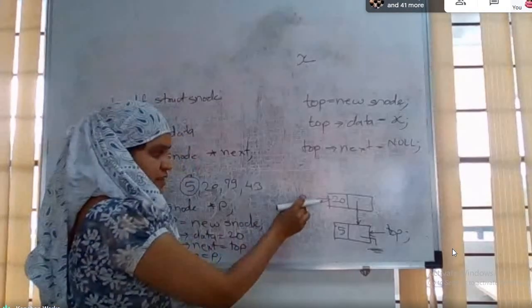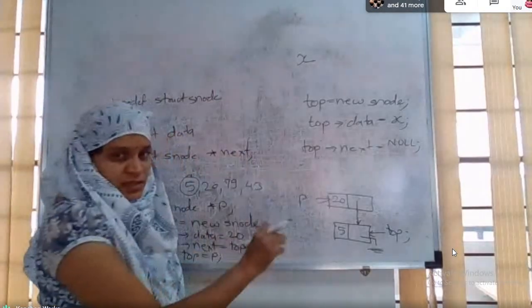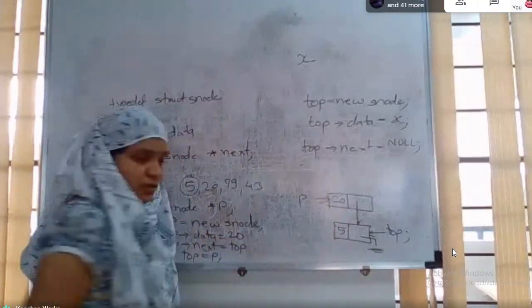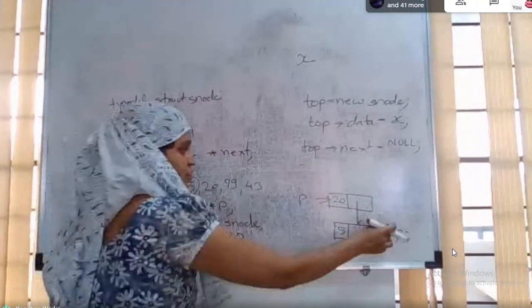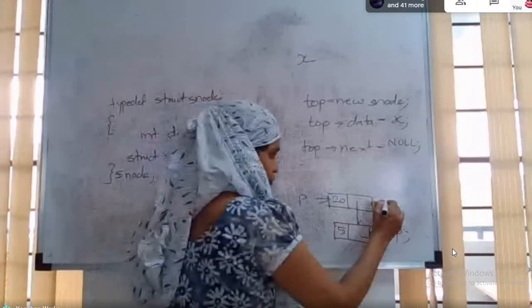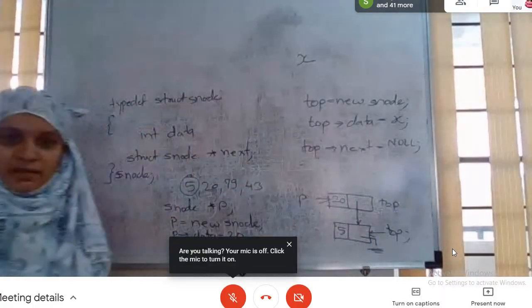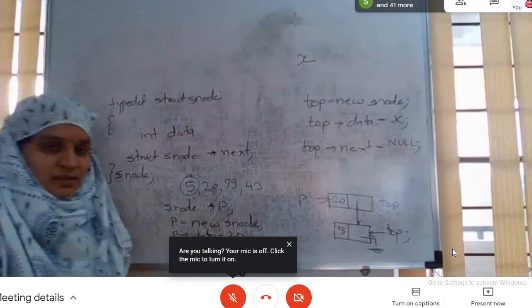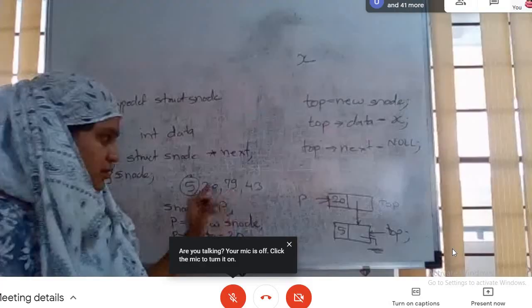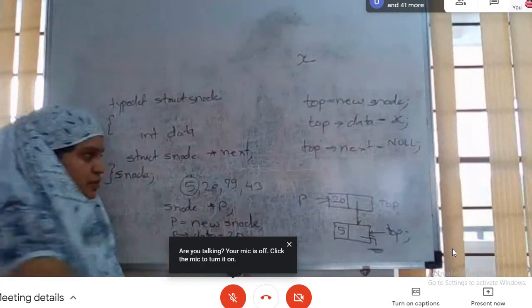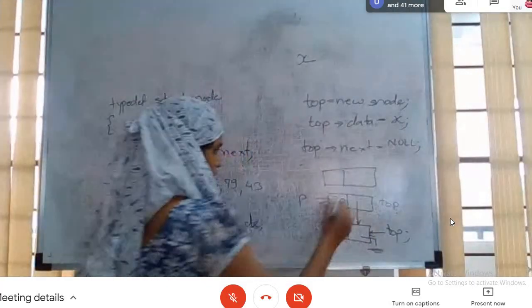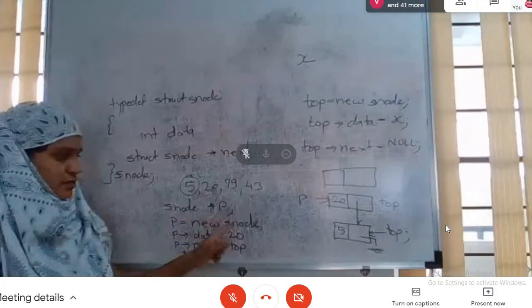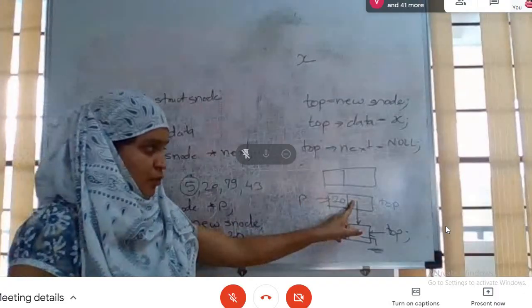P का address means P में क्या है? P consists of the address of this node. So now top also consists of the address of this node. So now top will point here. Yes. Again, for next data, same instructions will be used. Now, by using this, P equals to new node. Now P will not point to this.